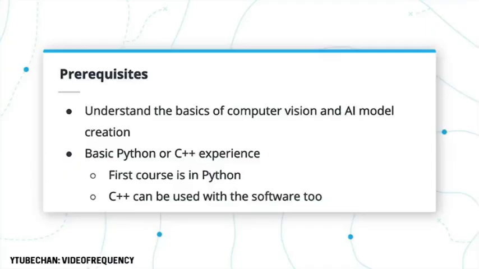Before we dive in, let's cover the relevant tools and prerequisites for the course to make sure you are ready to go. For prerequisites, you should first understand the basics of computer vision and AI model creation. We will not be covering training models in this course, as the focus is on optimization and edge deployment. The other prerequisite is basic Python or C++ experience. Now, the first course is mainly in Python, although C++ can be used with the toolkit pretty easily as well. As you'll see later, plenty of the actual code of the toolkit software is in C++ itself, but we'll interact with it in Python here.